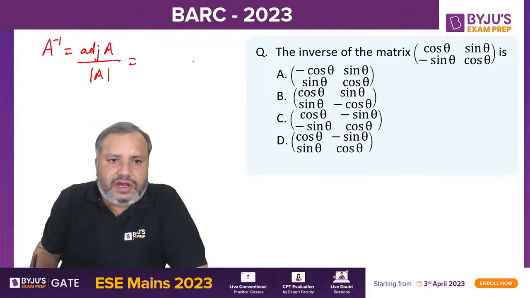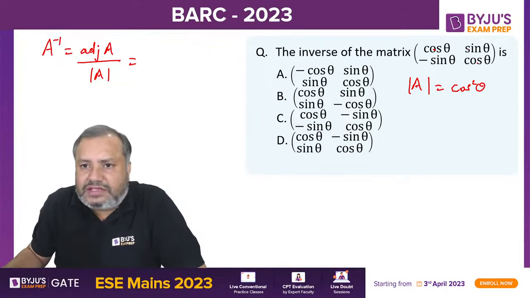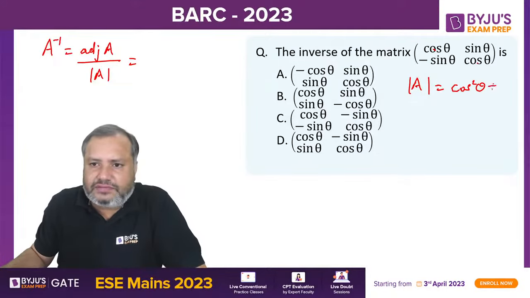Now what is the determinant? Find out the determinant. So cos theta into cos theta, cos square theta. Then sin theta into minus sin theta, minus sin square theta. So minus minus plus. Determinant of A will be 1. So determinant A is 1.